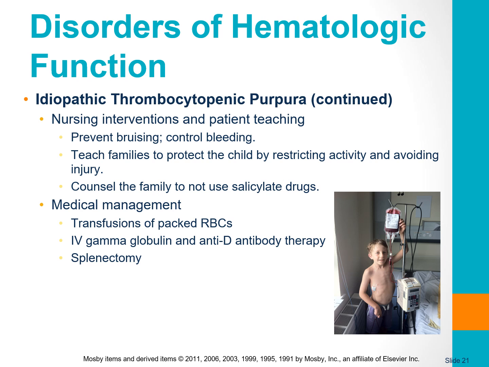So how do we medically manage this? This is almost always going to involve transfusions of platelets. Because it's an autoimmune disease process, they may often be given IVIG or anti-D therapies, and potentially even removal of their spleen.